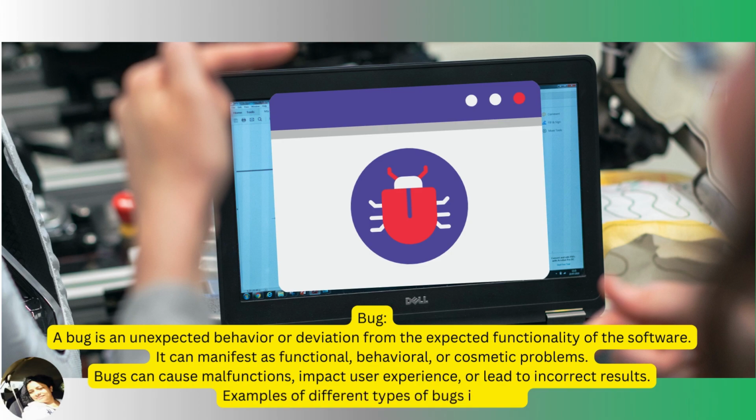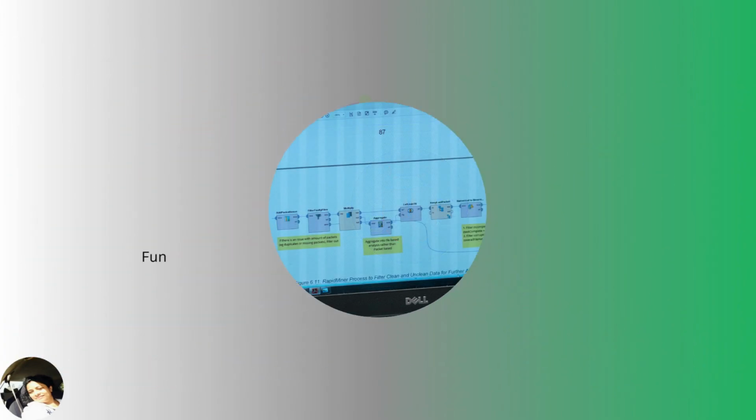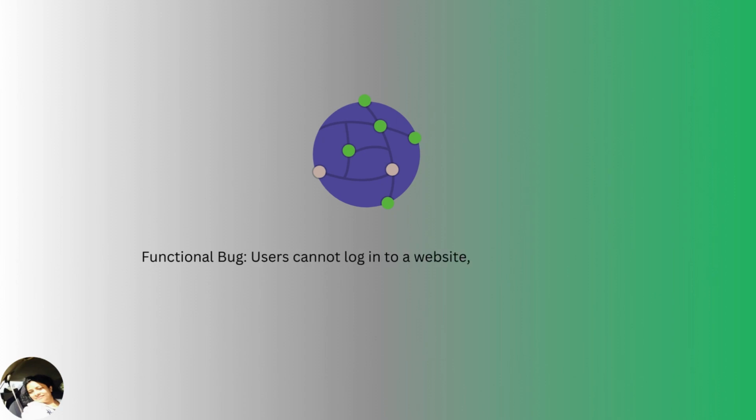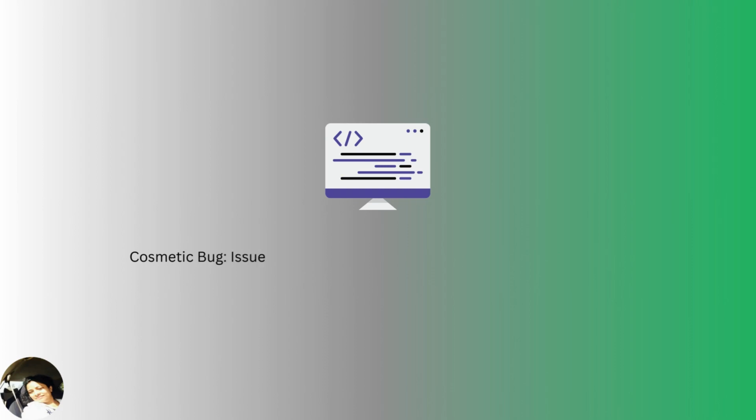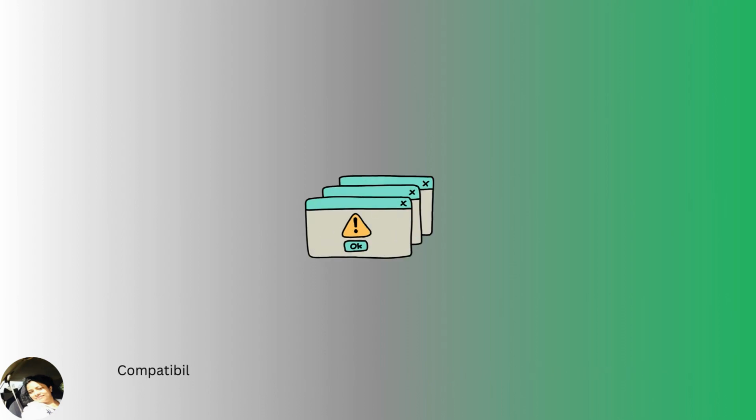Examples of different types of bugs include functional bug: users cannot log in to a website or the search option is not working. Cosmetic bug: issues related to screen alignments, section divisions, string truncations, or text color. Performance bug: slow loading screens or sluggish navigation within the application. Compatibility bug: inconsistent behavior across different operating systems or browsers.